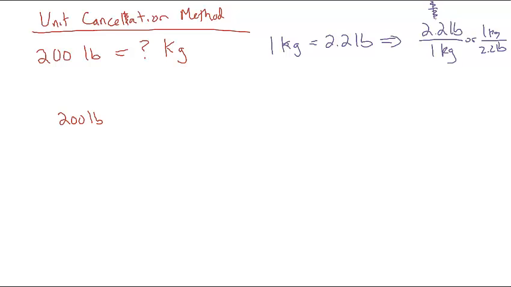So if I weigh 200 pounds, my next step is to put the ratio in. Well, this is unit cancellation, so I want to cancel out units. So if I had something like 4x, and I wanted to know how many y it was, and I knew that x equals 2y, well, I would put the x on the bottom so it can cancel out, and the 2y on the top, so that would be equal to 8y.